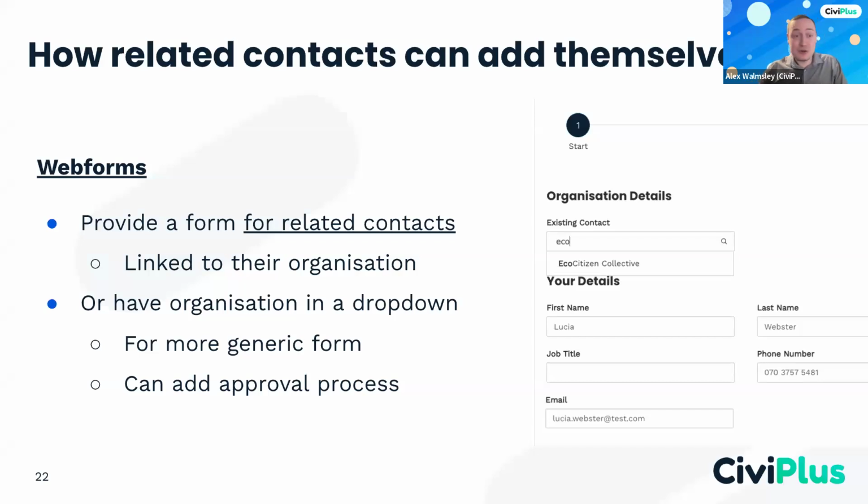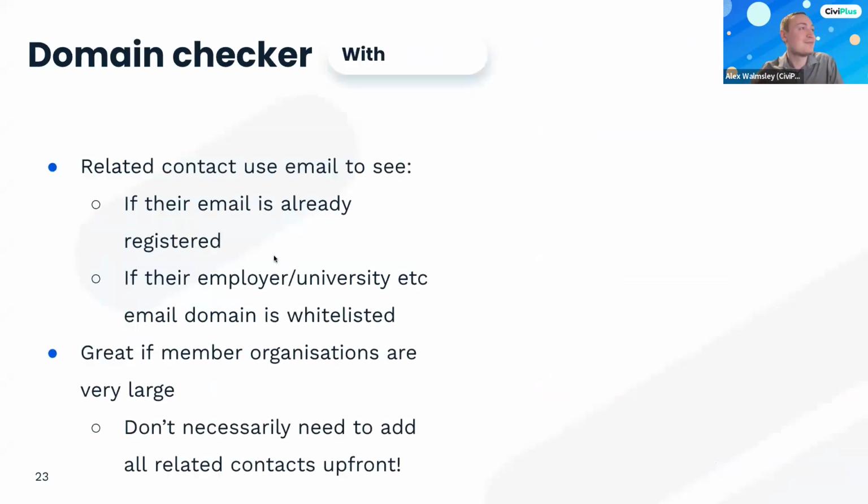Another way you could do it is to have a more generic form, as you can see at the side, where people can search if their membership organization is there, and then add their name. You can add approval processes on that as well, of course, because I might say I want to be a member of one organization, but that's not the one I should be a member of. And they might say, hey, we don't know this person. So that's not something that just goes through without approval if you don't want it to.